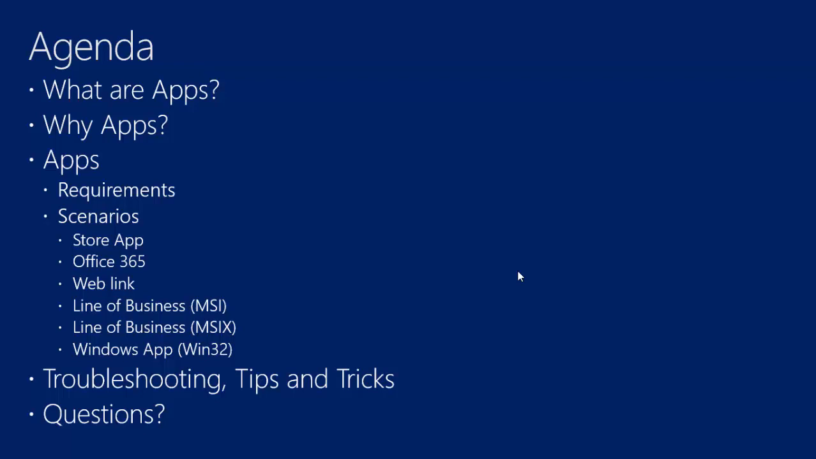And then finally, look at Windows apps, and this is specifically the Win32 apps, specifically executable based installs that might need to be deployed. Each of those sections will have some tips and tricks of their own and some troubleshooting stuff of their own, and then we will have a general troubleshooting section as we kind of wrap up the session today. All right, so let's jump right in.